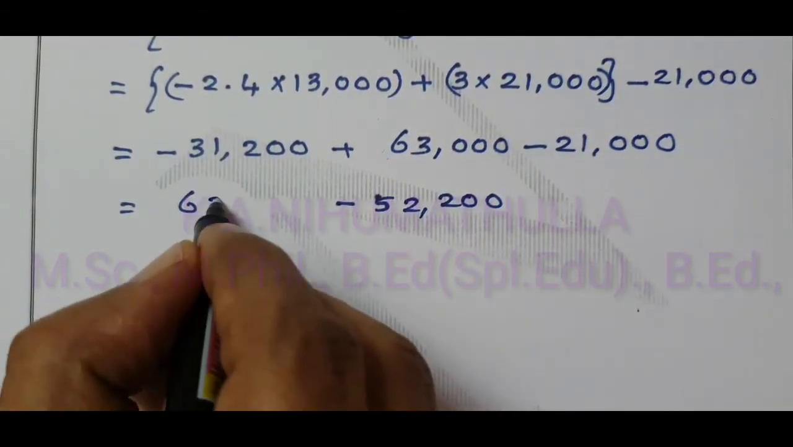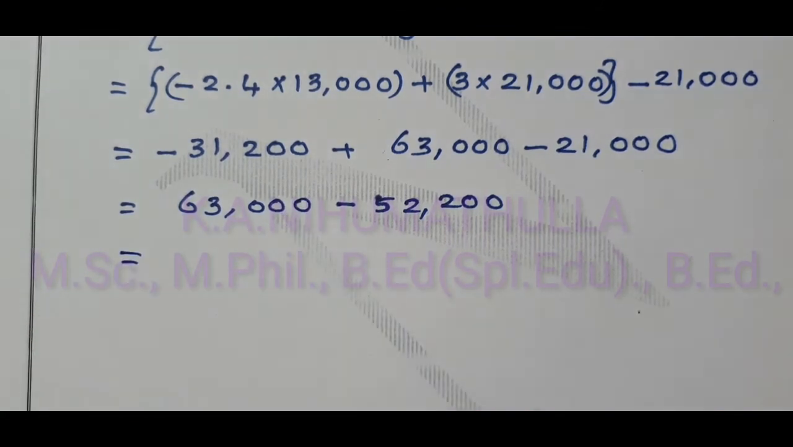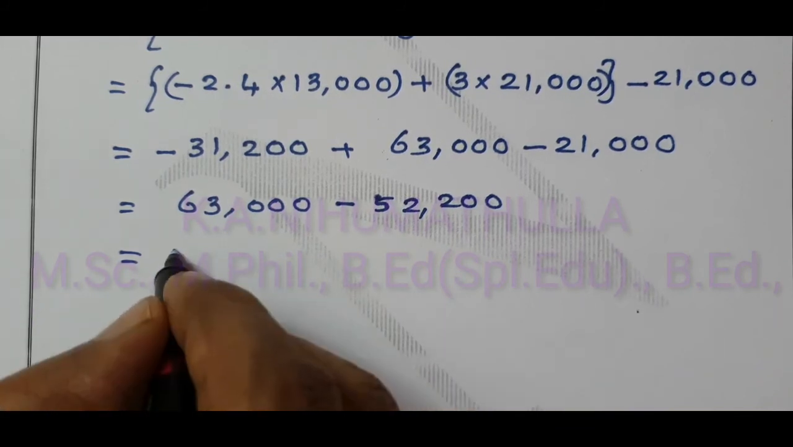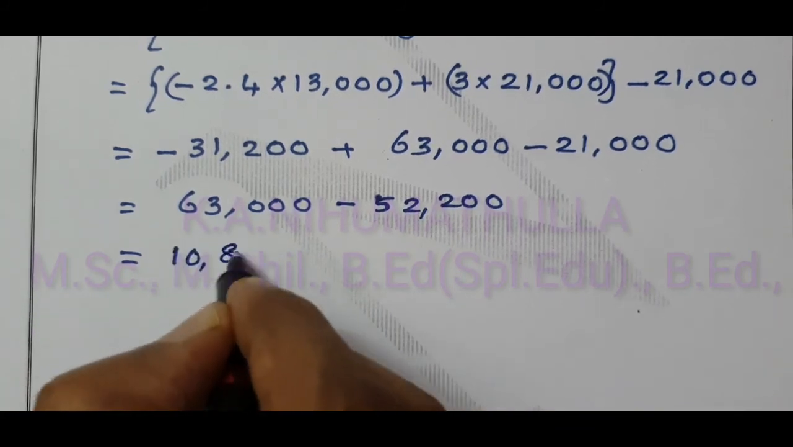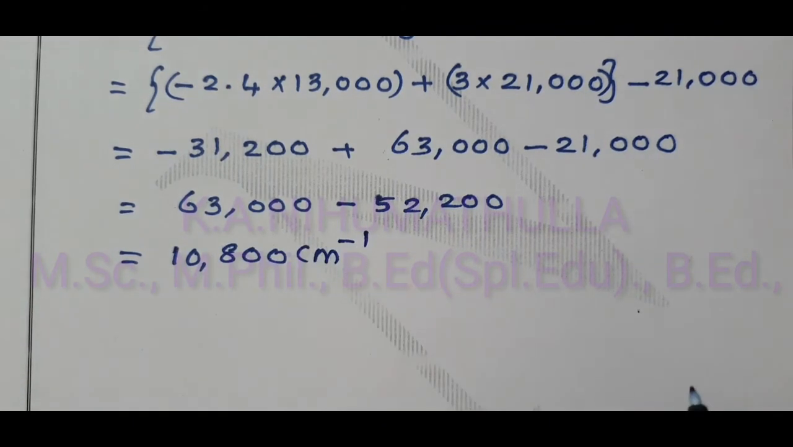63,000. 63,000. When you subtract these two, you will get 10,800 centimeter power minus 1.